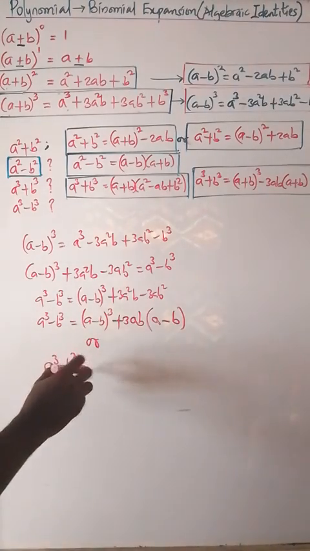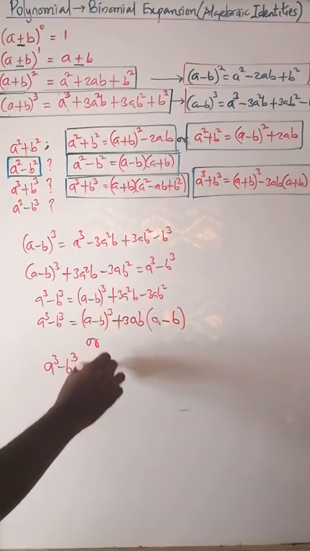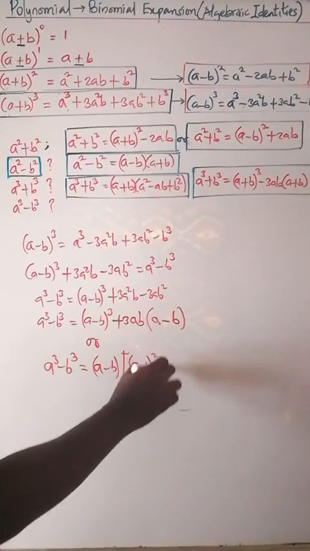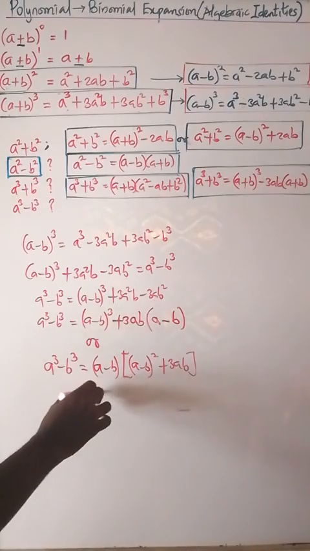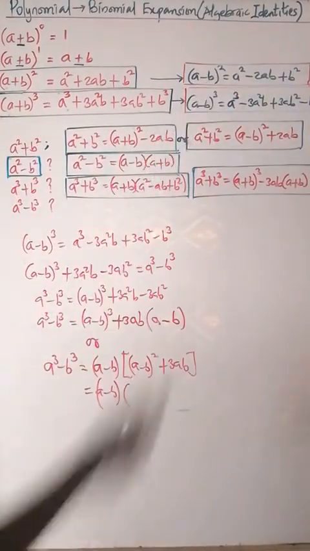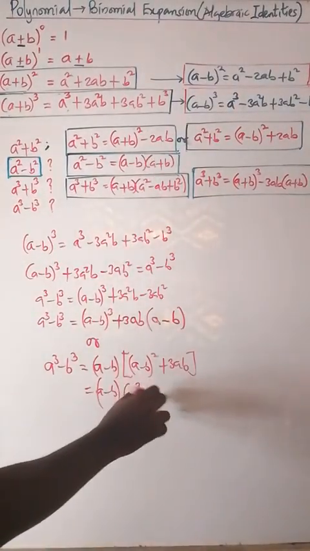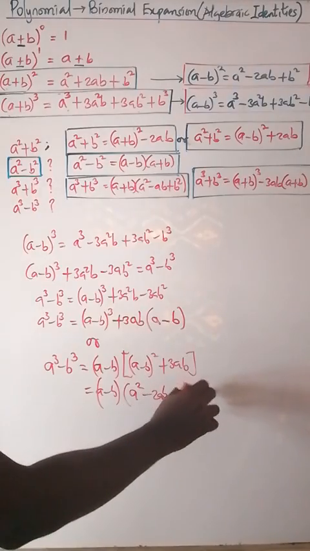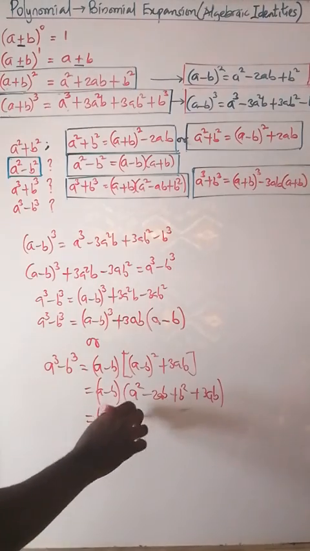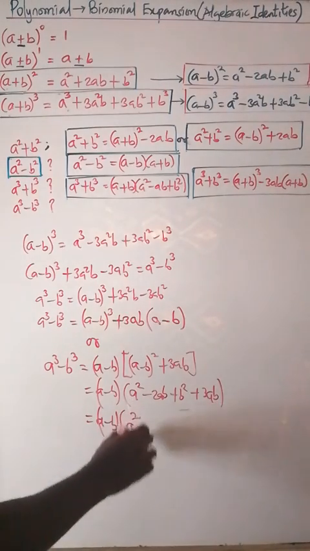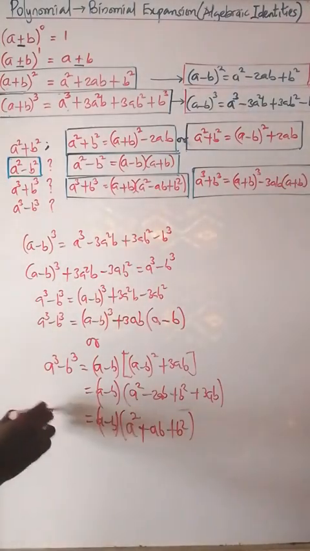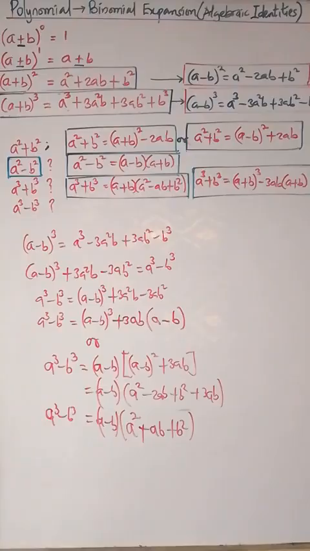equals, A minus B is common. If you bring out A minus B, what we have left will be (A minus B) all squared plus 3AB. So this becomes A minus B into, if you expand (A minus B) all squared, it is a square of difference, that will be A squared minus 2AB plus B squared plus 3AB. From here, we'll have A minus B into A squared minus 2AB plus 3AB, that is plus 1AB, then plus B squared. So that is the second one for A cube minus B cube.